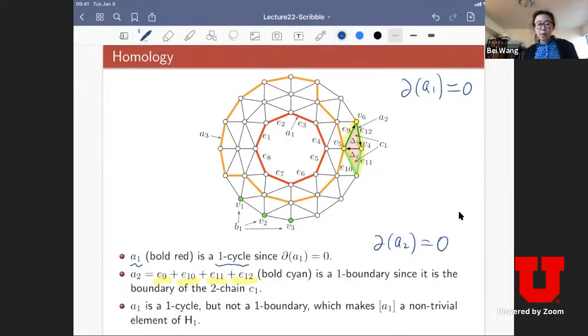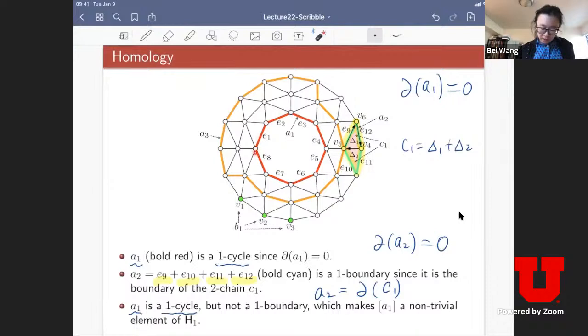But it's also a one boundary because A2 is the boundary of C1, right? Remember, C1 is equal to 2 triangles added together. And because A2 is a boundary of a 2 chain, therefore it's part of the boundary group, okay? But the last one, A1, is a one cycle, but it's not a one boundary because it's not the boundary of a linear combination of triangles, right?